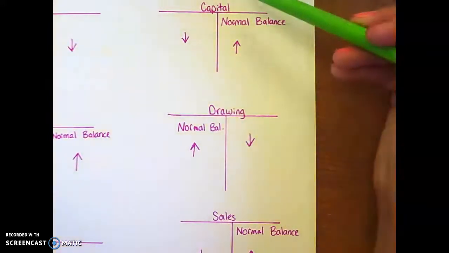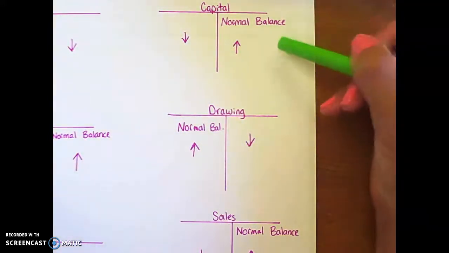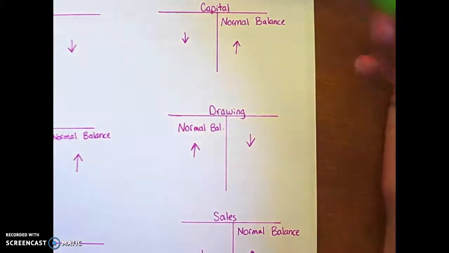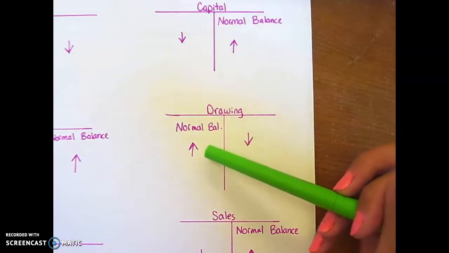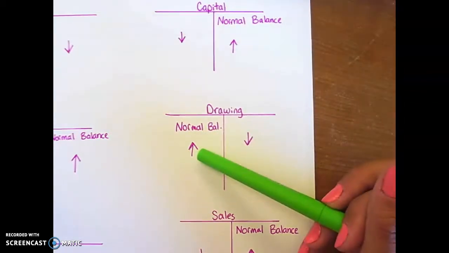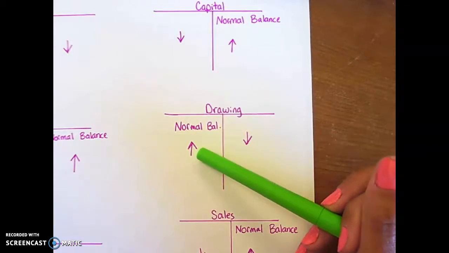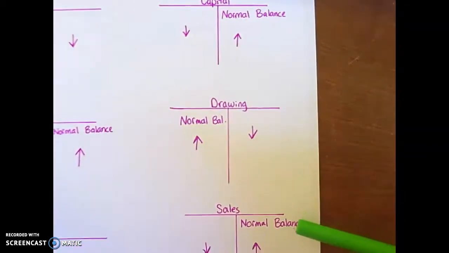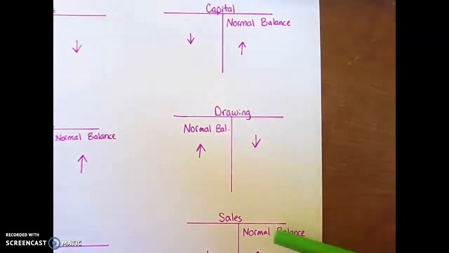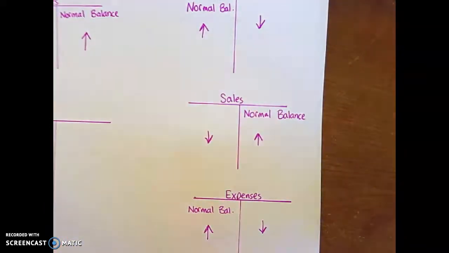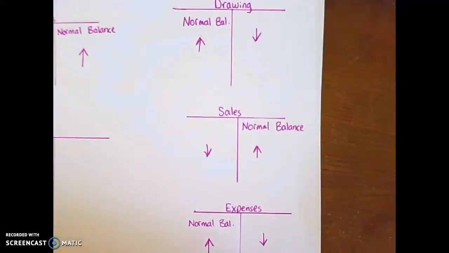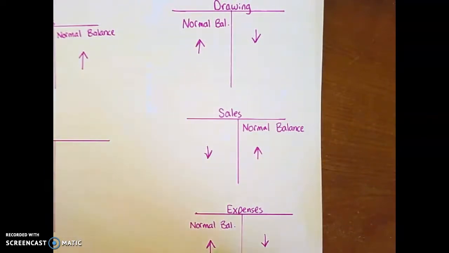So capital would be our owner's equity that has a normal balance as a credit. And that is because capital increases our owner's equity, which would be increasing with a credit here. Now drawing decreases the amount of our capital account, so it's opposite. Drawing has a normal balance of debit. Sales also increases our owner's equity, so it also increases the same way that capital does with a credit, and our expenses also decrease, just like our drawing account decreases our owner's equity, so that will also have a debit normal balance just like drawing.